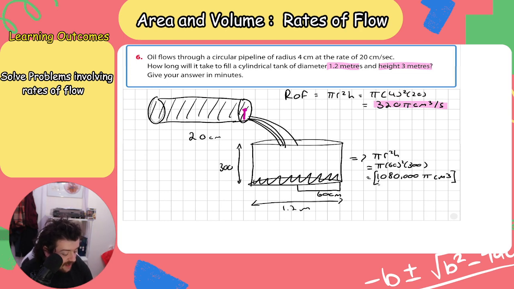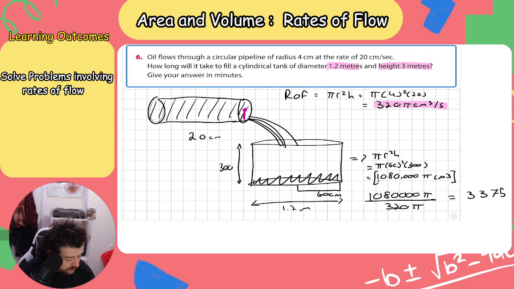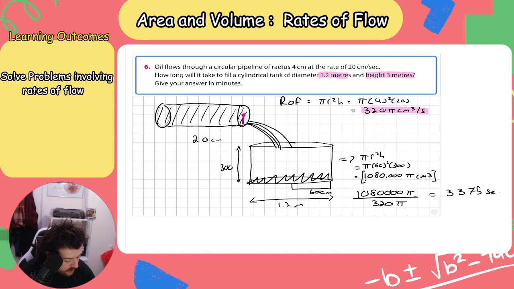I need to fill 1,080,000 pi. So let's figure out how long it will take. So if every second 320 pi goes in, let's find out how many seconds it will take. So it'll be 1,080,000 pi divided by 320 pi. And I'm going to get 3,375 seconds.